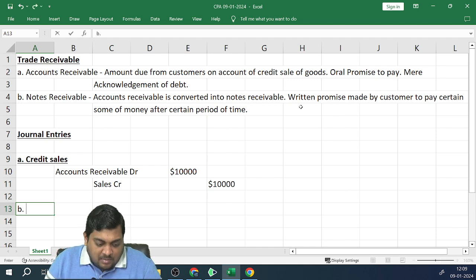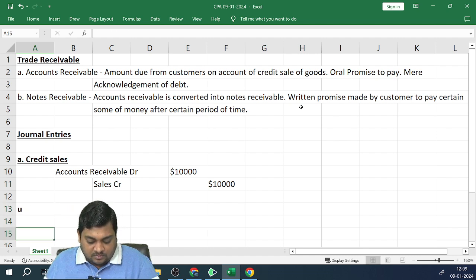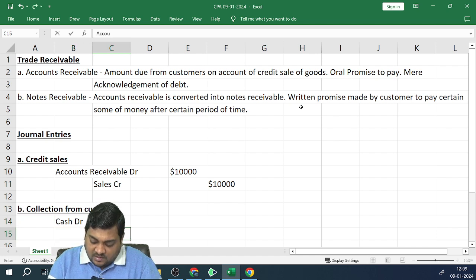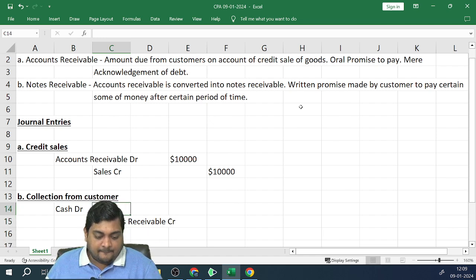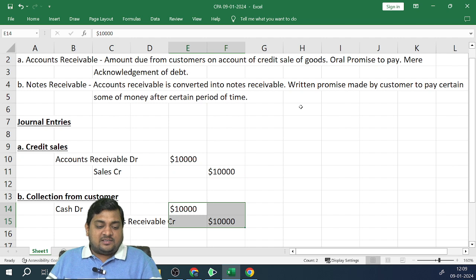Now, when this amount is collected, collection from customer, it will be cash debit, and then we have accounts receivable credit. Same $10,000 will be collected. So these are very simple entries, right? We are making credit sales, and later on we are realizing the amount, right?